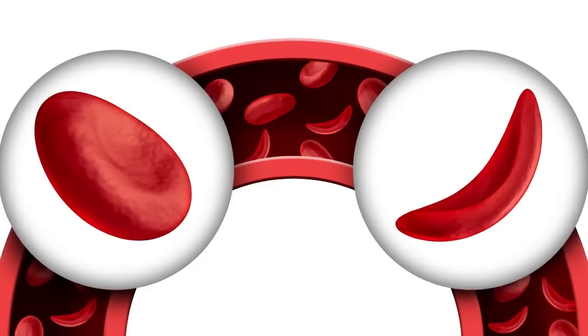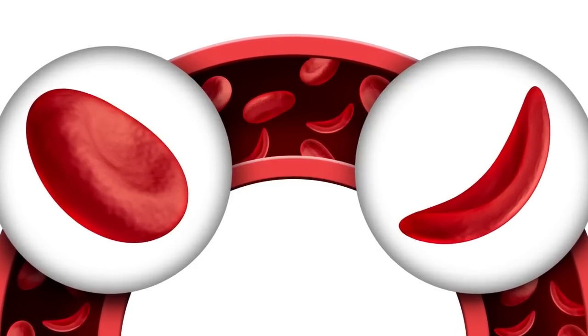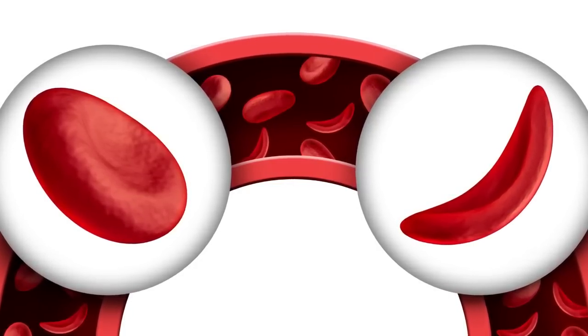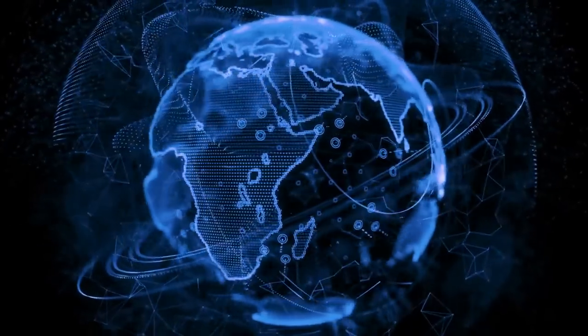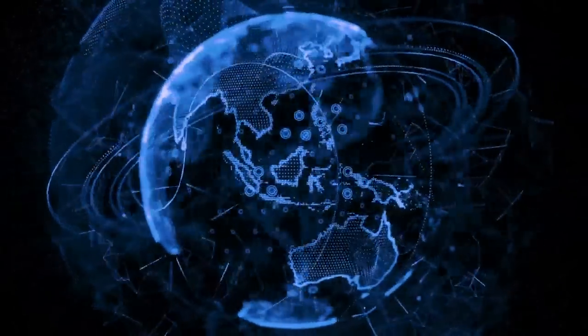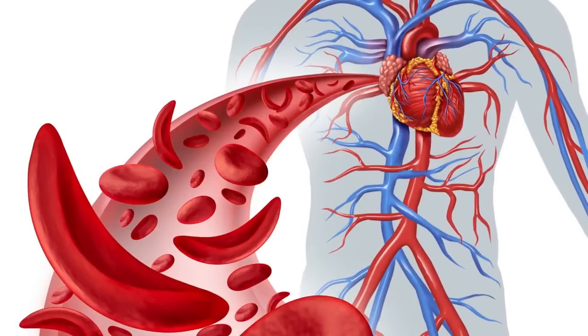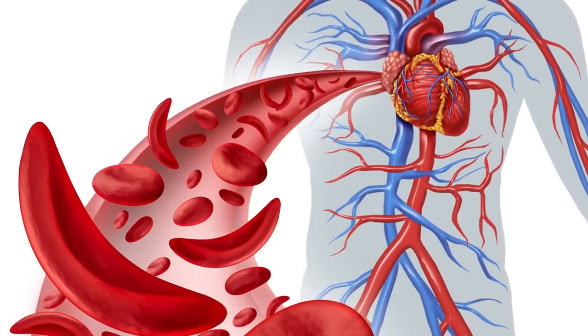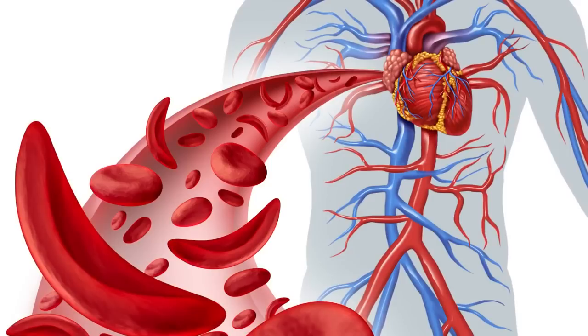The disease follows an autosomal recessive inheritance pattern, and populations with a historical prevalence of malaria, such as those of African, Mediterranean, and Indian descent, are more susceptible. Sickle-shaped red blood cells can block blood vessels, leading to symptoms, complications, and organ damage. Research continues to improve understanding and develop treatments for this genetic disorder.